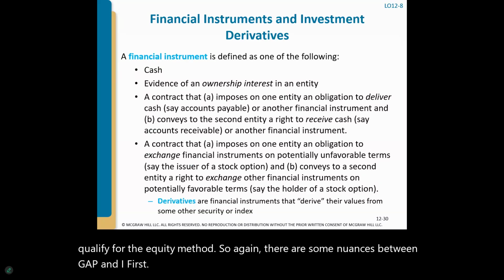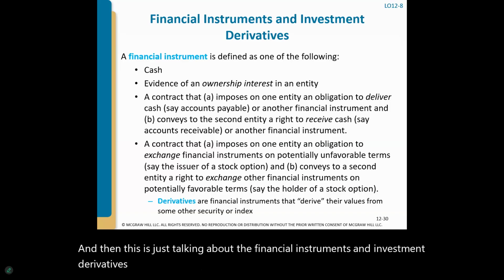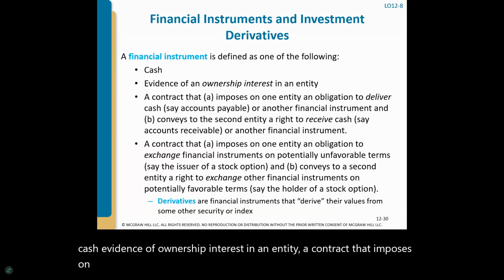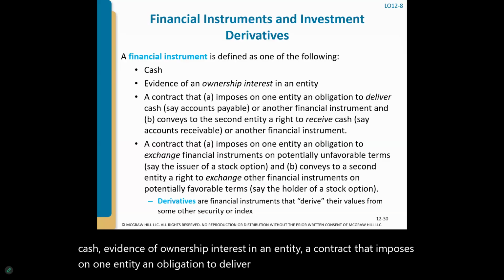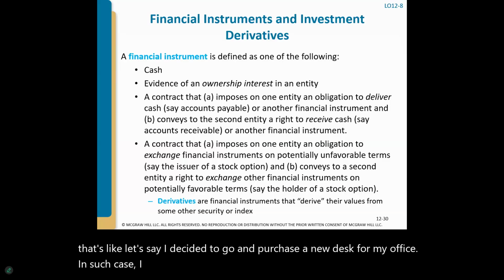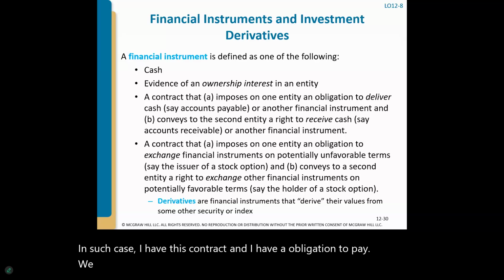And then this is just talking about the financial instruments and investment derivatives. So a financial instrument is defined as one of the following: cash, evidence of ownership interest in an entity, a contract that imposes on one entity an obligation to deliver cash. So maybe accounts payable. So that's like, let's say, I decided to go and purchase a new desk for my office. In such case, I have this contract and I have an obligation to pay We Make Desks. Let's just say that's the name of the vendor, right? I have an obligation to pay them, right?